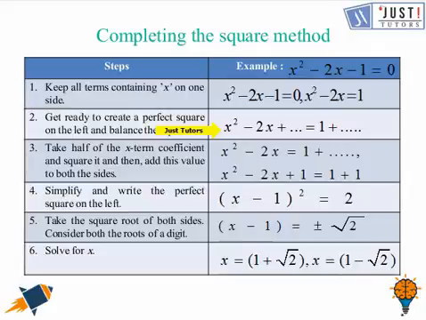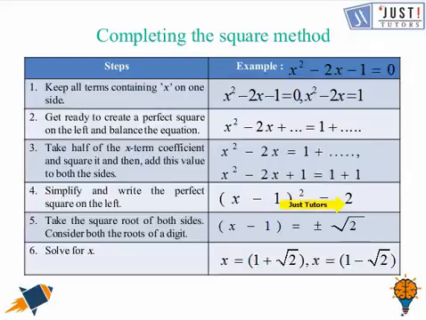Whatever we add to the left hand side, we have to add on the right hand side as well. So how do we complete the square? We take half of the x term coefficient and square it, and then add this value to both sides. Here our x term coefficient is 2. So half of 2 is 1, and the square of 1 is 1. So we add 1 on both sides, the left hand side as well as the right hand side. Then on the left hand side we simplify and write the perfect square, that is (x minus 1) whole squared, and on the right hand side we add the terms together, that is 2.